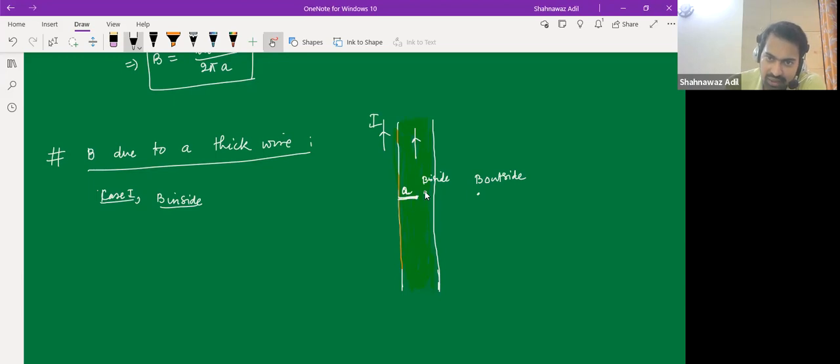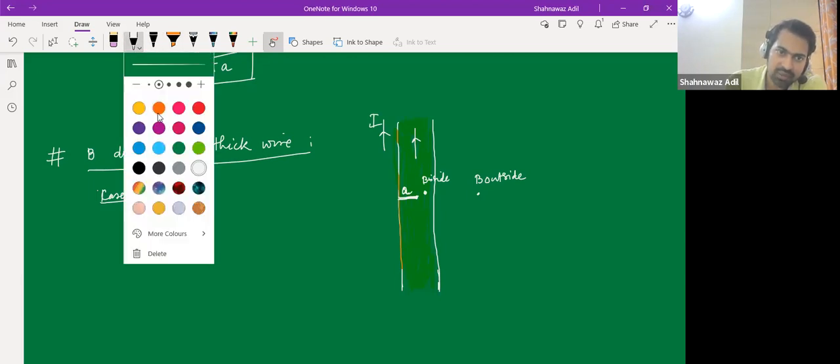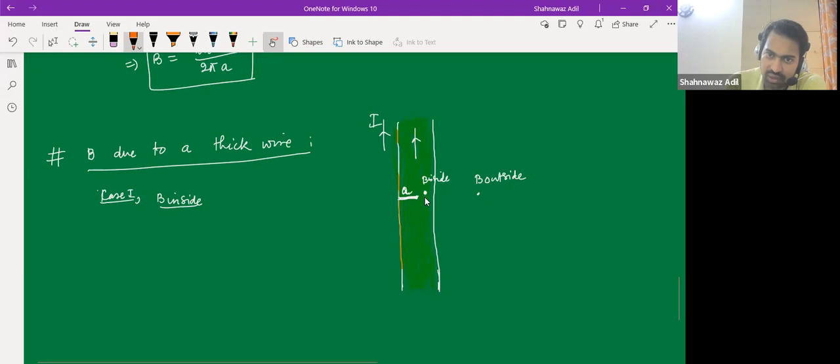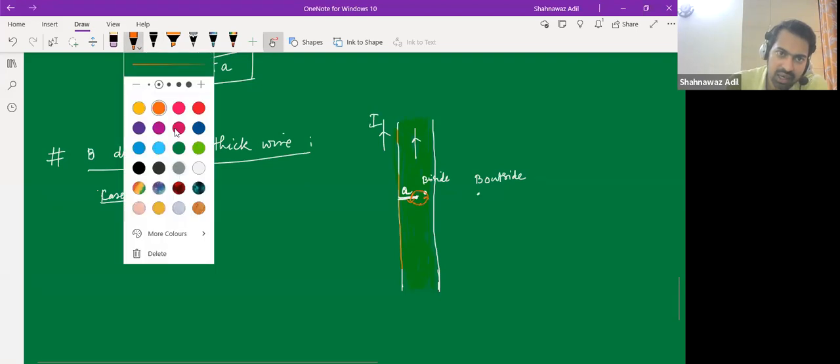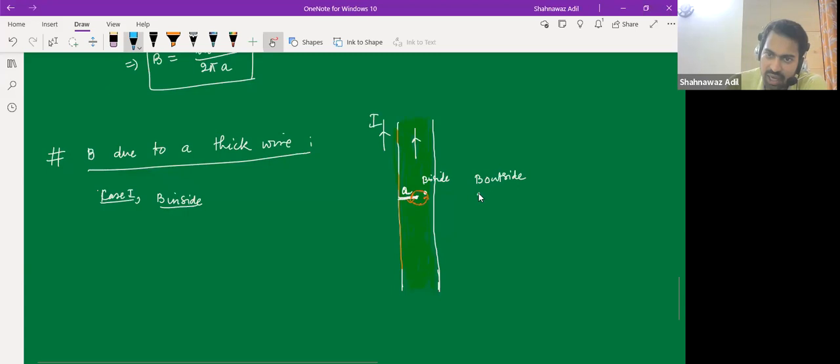And I am calculating the magnetic field at, let's say, this point. So I will make an Amperian loop in here. The current is flowing in this direction. And if I am calculating the field outside, I will make an Amperian loop which would be this one.